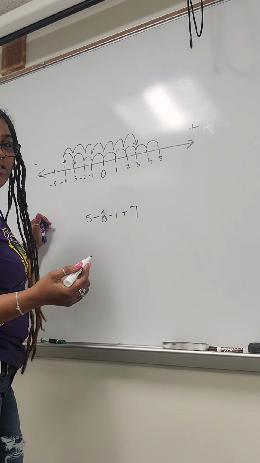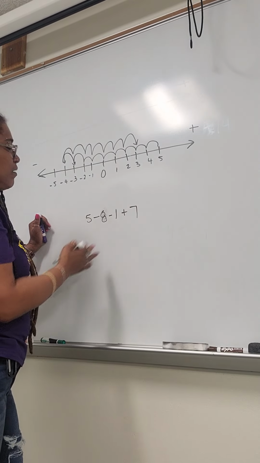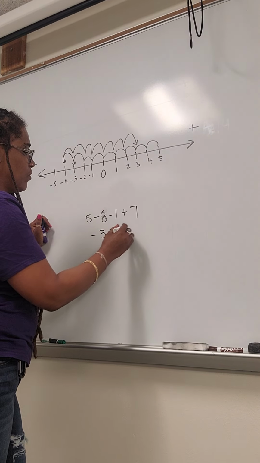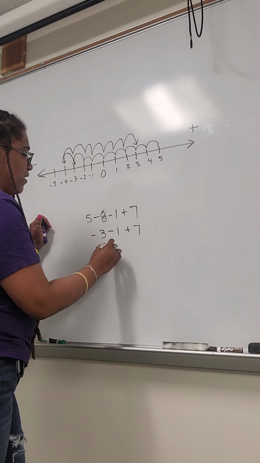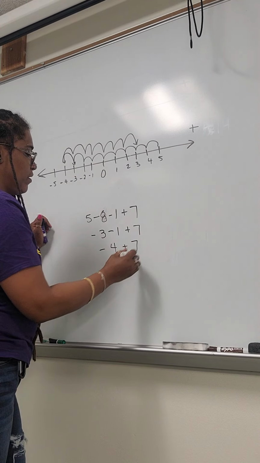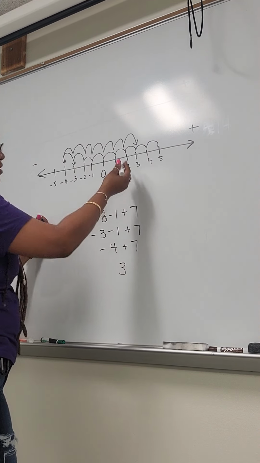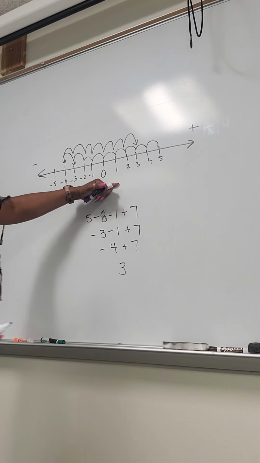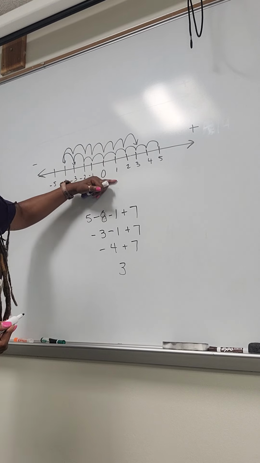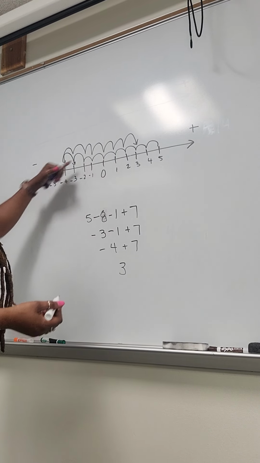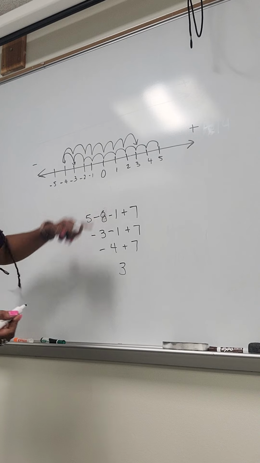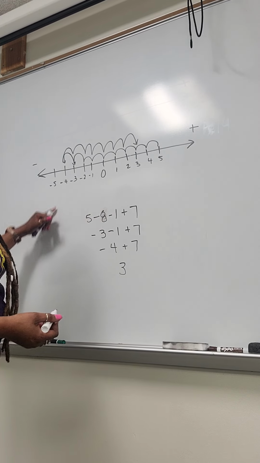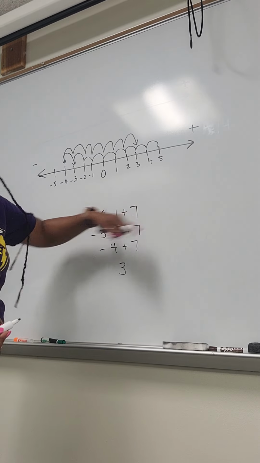Does that make a little bit more sense for you guys, moving back and forth along the number line? 5 minus 8, we know that would be -3, minus 1 plus 7, that would be -4, plus 7, and that would be 3. So we still get the same answer either way you do it, but I always have preferred to consider my addition and subtraction of integers as moving back and forth across the number line. So wherever I start, that's my starting point. If it's negative, I go left. If it's positive, I go right.